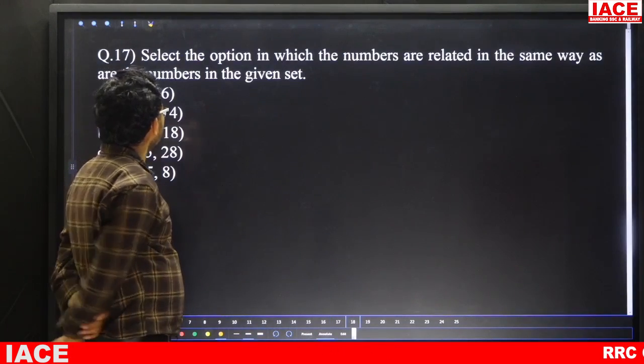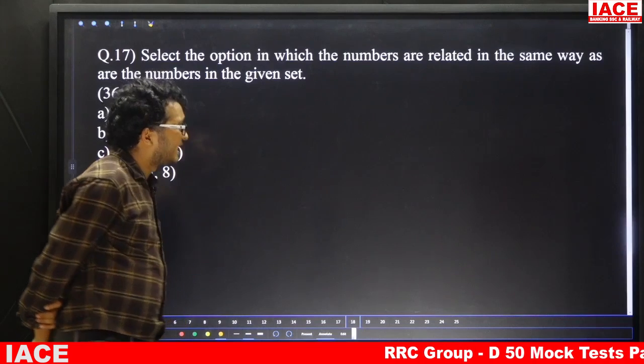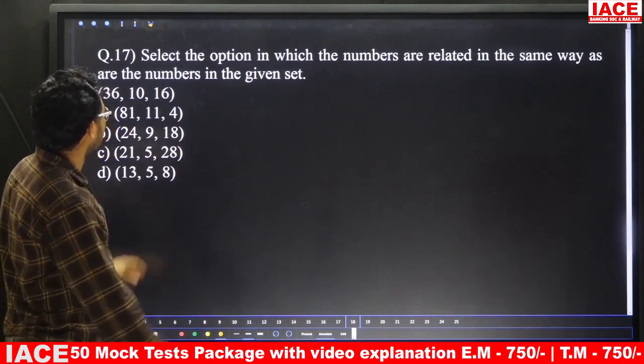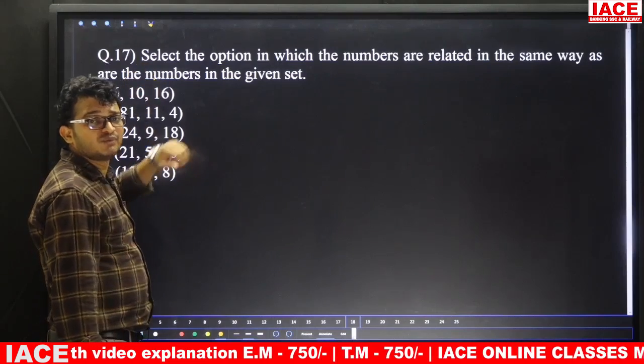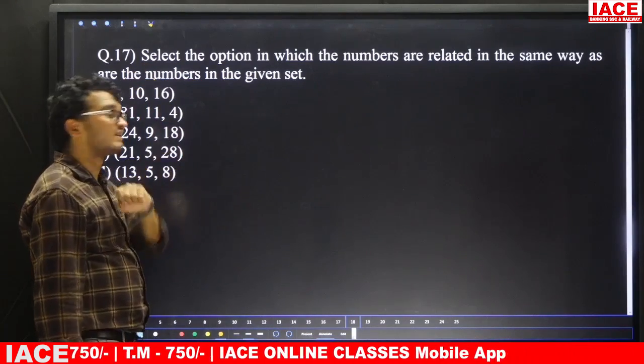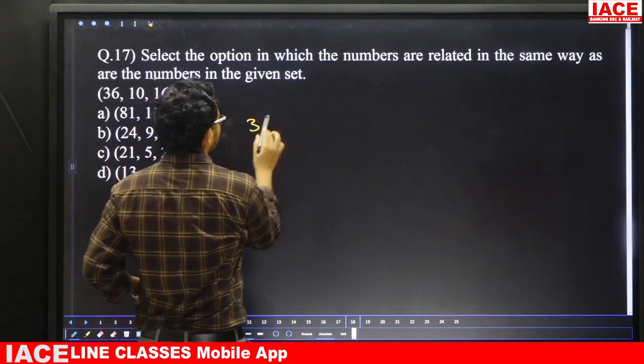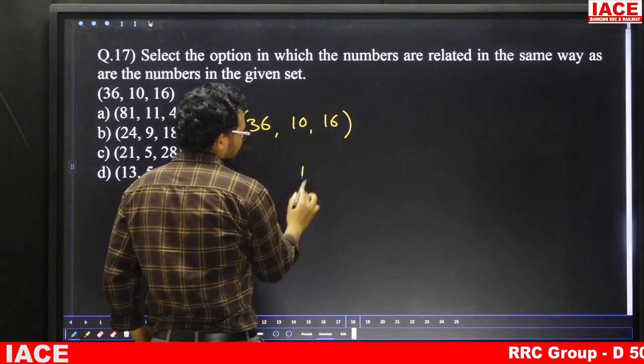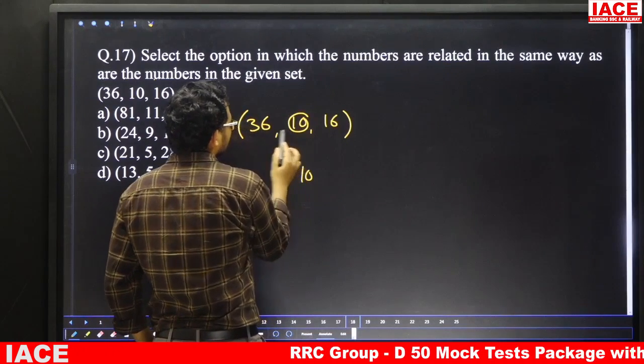Question number 17. Select the option in which the numbers are related in the same way as the numbers in the given set. So in the given set we are having one logic. Which of the following sets has the same logic as the given set? Suppose the given is what? 36, 10. Next one is what? 16. Friends, suppose we take this one is what? 10. Next this one is what?